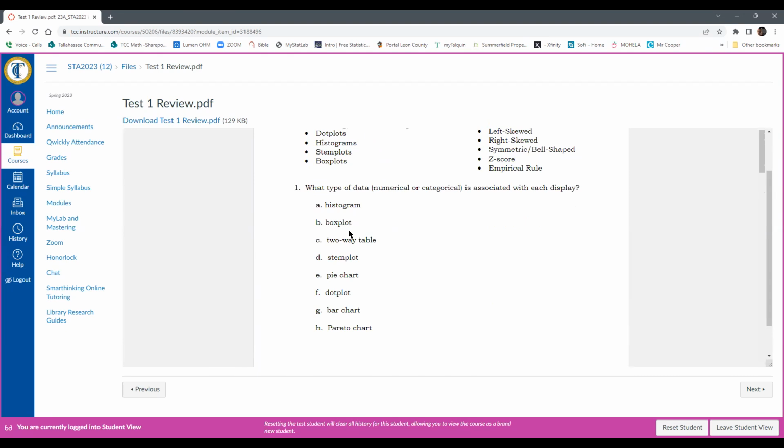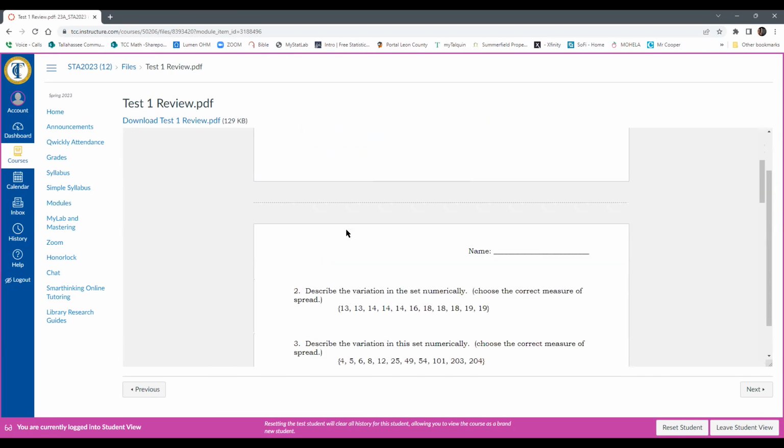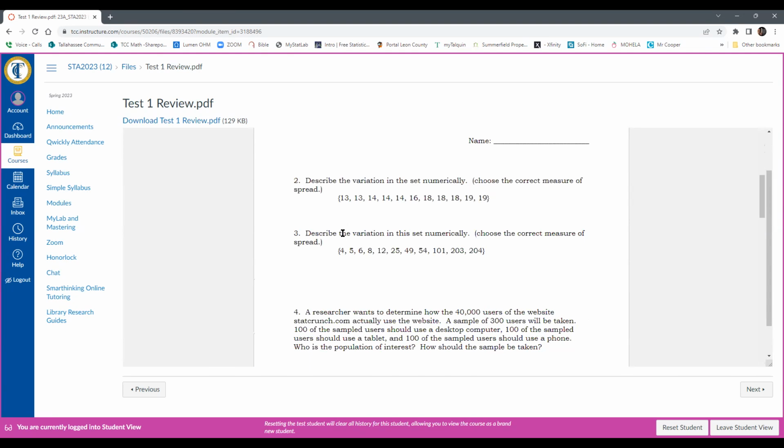For this one, I don't want to answer it now because I don't want to give away the answers. Let's look at this one here. It says, describe the variation of the set numerically. The question looks a little bit weird, the way they ask you, but you can think a little bit about it. If you had a calculator, you'd be able to get the information easily, because I think in the review they do teach you about the calculator. I will show you one of them soon.